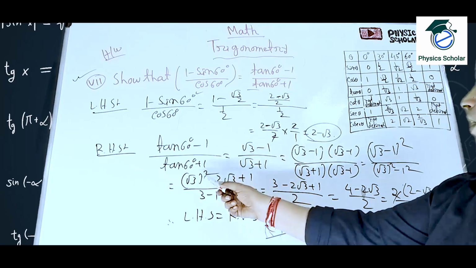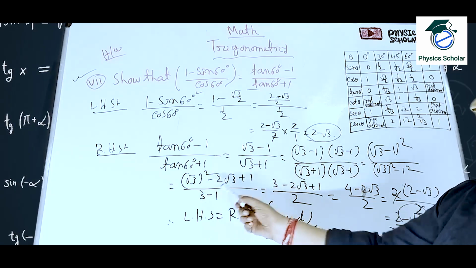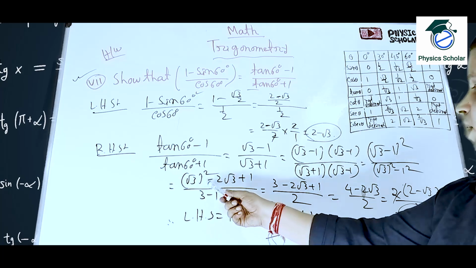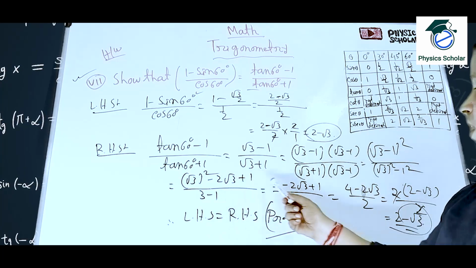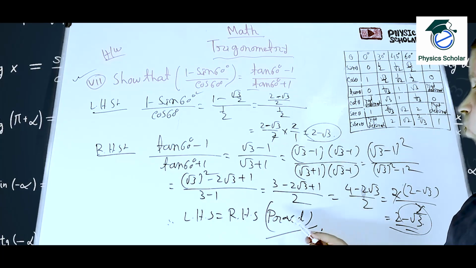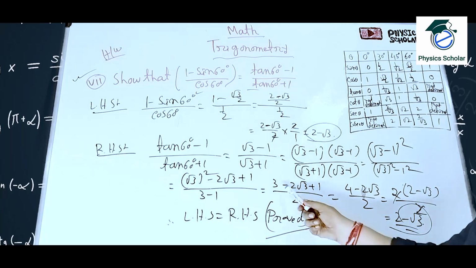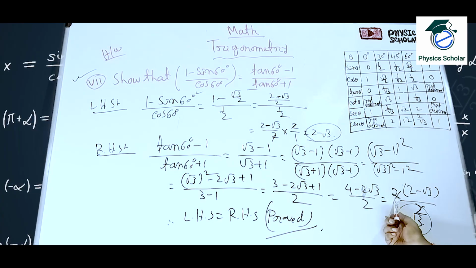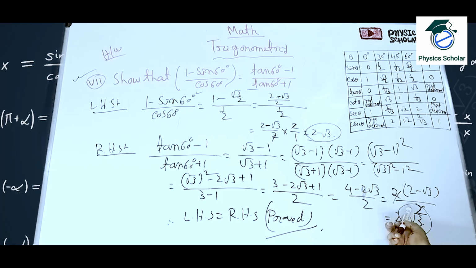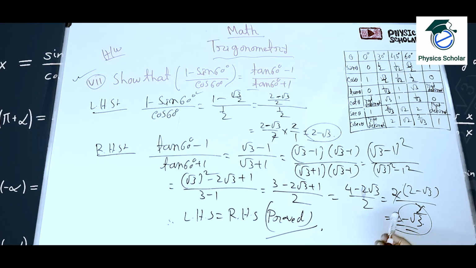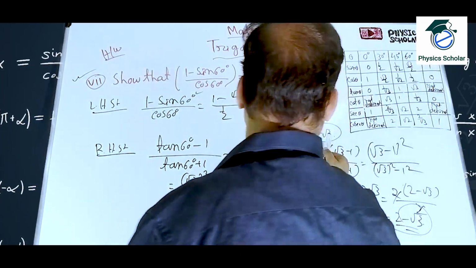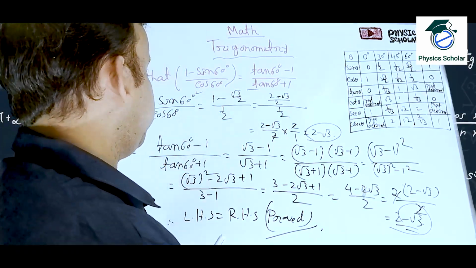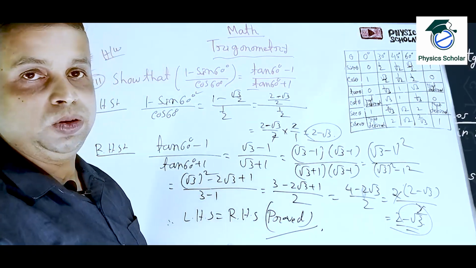So using the formula a square minus 2ab plus b square, divided by what? Root 3 square means 3, minus 1. So root 3 square means 3, minus 2 root 3, plus 1, by 2. 3 minus 1 means 2, and 3 plus 1 means 4. So 4 minus 2 root 3 by 2. So 2 common, it will be 2 minus root 3 by 2, so the 2 will be cancelled, then 2 minus root 3. So left hand side is 2 minus root 3, right hand side is also 2 minus root 3. So we can write left hand side is equal to right hand side.